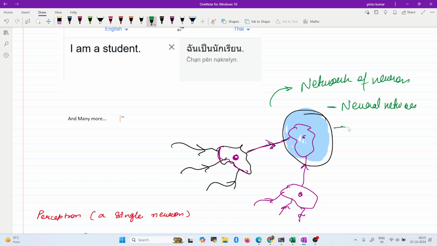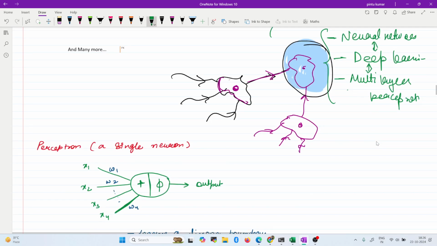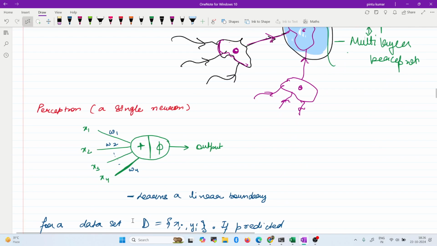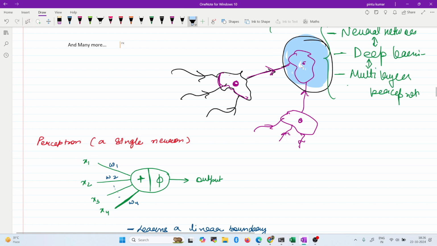This neural network, deep learning, is sometimes also called multi-layer perceptron. These are all names for the same thing. If you say neural network or deep learning, you are referring to the same thing. In the same way, if you are talking about deep learning or multi-layer perceptron, you are referring to the same thing. So it's three different names for the same thing. Now let's try to look at the structure of a single neuron. How does the structure of a single neuron look?